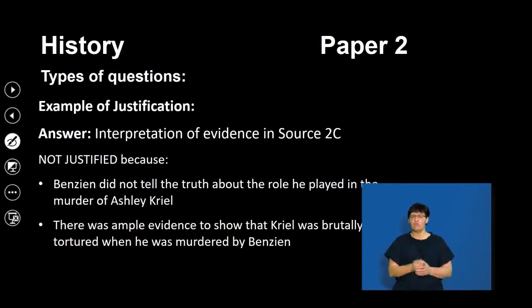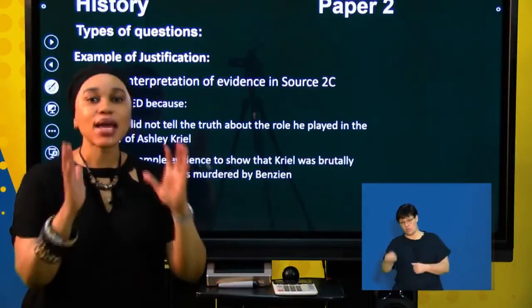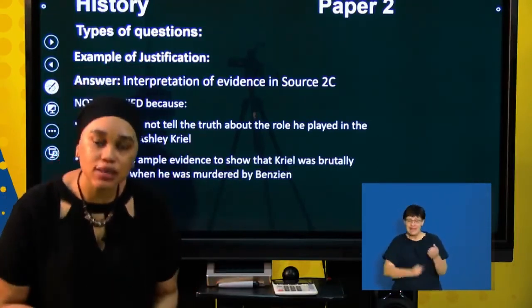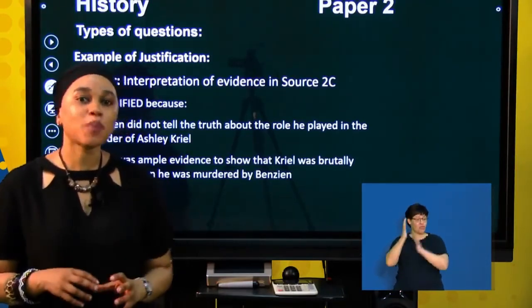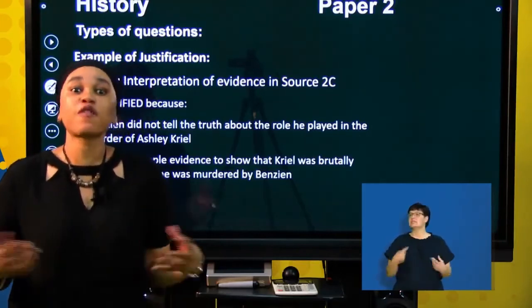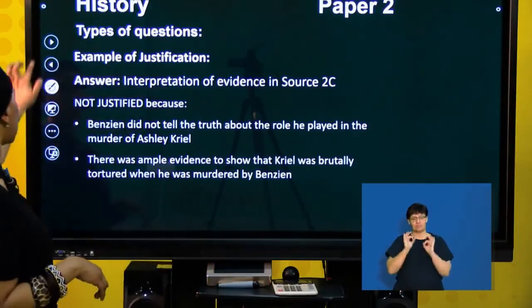So if you feel that it was not justified, you can say it was because Benson did not tell the truth about the role he played in the murder of Ashley Krill, or there was ample evidence to show that Krill was brutally tortured when he was murdered by Benson. So again, guys, you can see there that you can go either way. You can say justified or not justified, as long as you can give evidence to support the position you've taken. Remember, as historians, we are always bound by evidence. You can't just say something because you feel like saying it. You should be able to support it with evidence from the source itself.